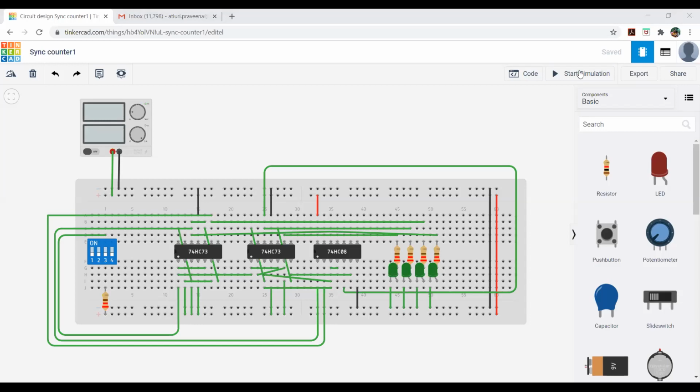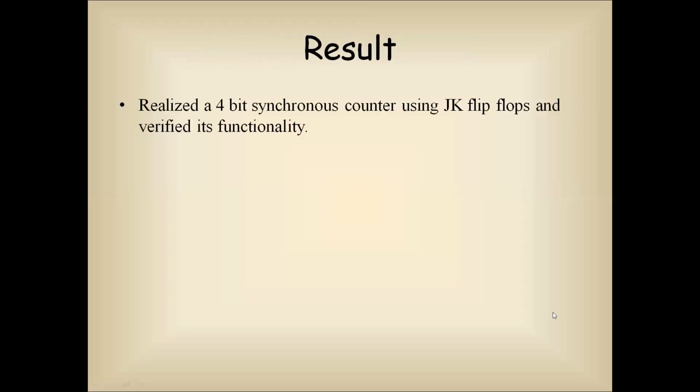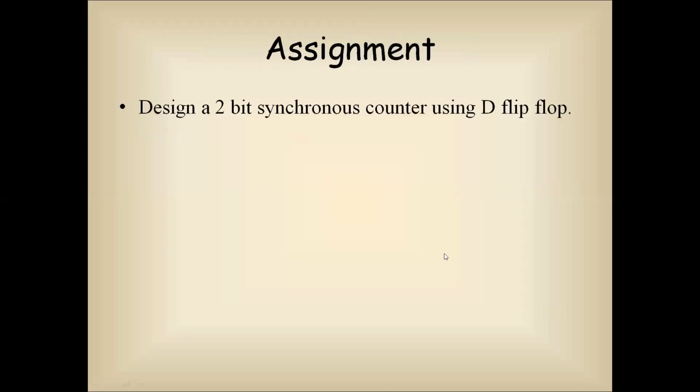So what is the result that we have observed from this? You have basically designed a 4-bit synchronous counter using JK flip-flops and you have verified its functionality by verifying the truth table. Now, once you have done this, the assignment for you is to design a 2-bit synchronous counter using D flip-flops. This is the assignment which you need to do on your own using the knowledge you have gained from this particular session.